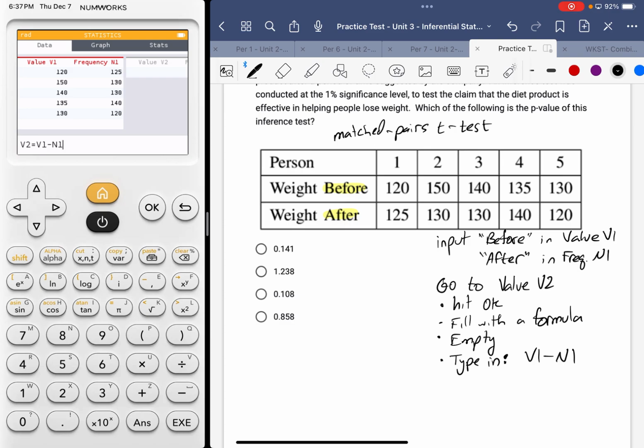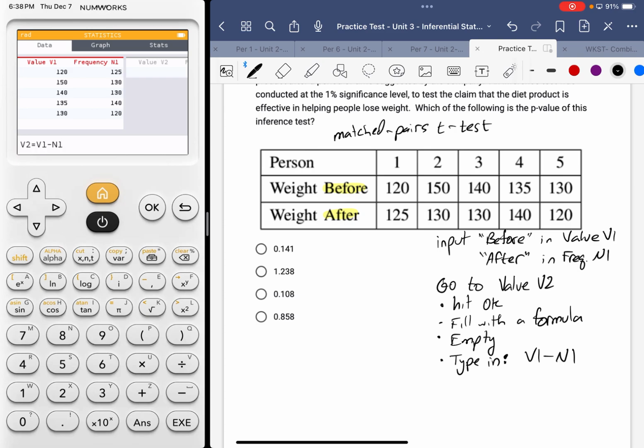All right. When I hit enter, enter, wrong calculator. Hit OK, it's going to find the difference between every value in V1 and its corresponding value in N1. All right. So that's a good thing. Maybe not so much in this case, but in the case of disgustingly lengthy data sets, like lots of decimals, lots of values, then there is a benefit to doing it this way, right?